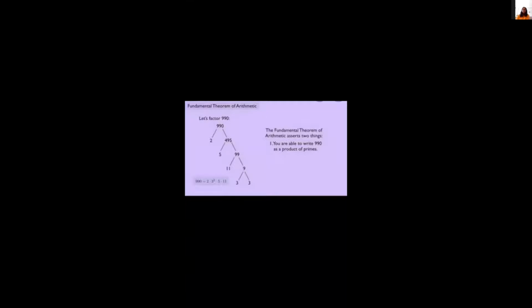And what is the basic thing that you should know? Given any number, how do I factorize? How do I do that factor tree? And what do I get in the end? I get the value of 990 as a product of prime numbers. So 990 can be written as 2 into 5 into 11 into 3 into 3.